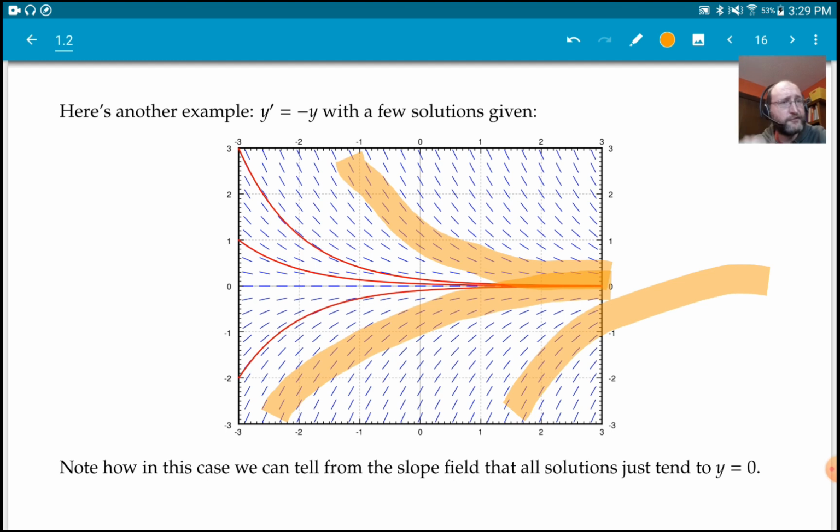I don't even have to, I mean, here I can solve, right? It's just the exponential decay. But even if I didn't have that, I could immediately tell that that's what's going to happen, right? I'm going to be approaching 0 just by looking at the slope field, right?